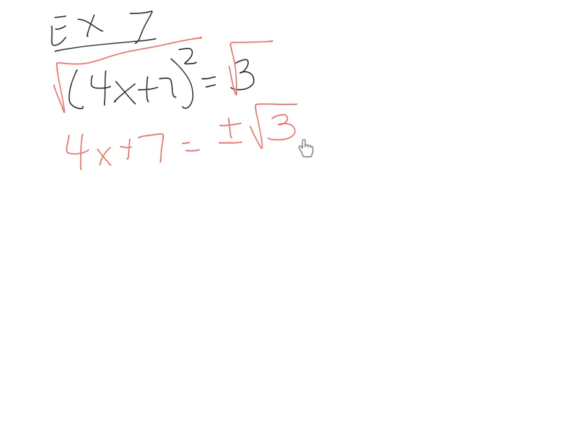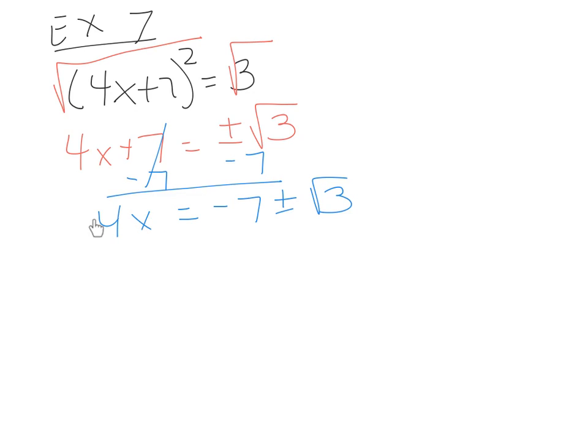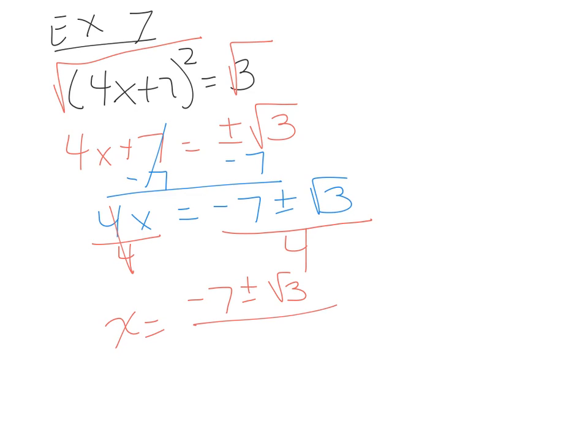Since this doesn't simplify, we'll just leave it as the square root of 3, but now we need to isolate the x. So first, subtract 7. So we have 4x equals, and this is the same situation where these are not like terms, they're not going to combine. We just have negative 7 plus or minus the square root of 3. And then we need to divide off this 4. So we'll divide by 4 on both sides. So x equals negative 7 plus or minus the square root of 3, over 4. And that's your solution.